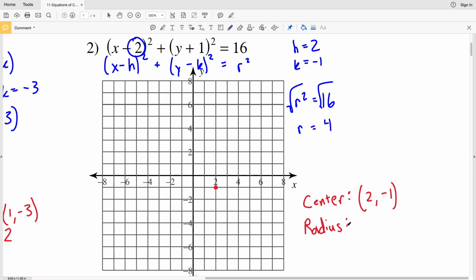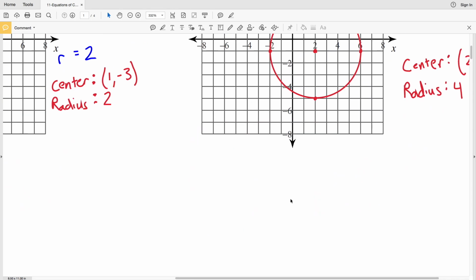So if the radius equals 4, I'm going to plot a couple different points. I'm going to go 4 up from my center point, 4 to the right, 4 down, and 4 to the left, and then connect those in a circle. So my center was at 2, negative 1, and my radius was 4.